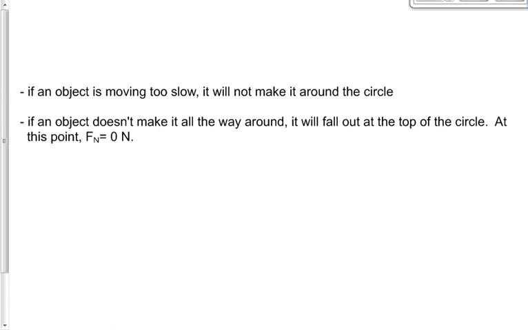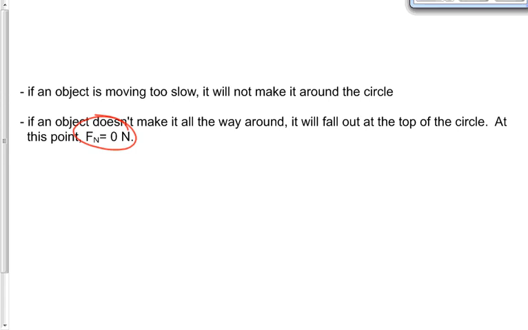When the roller coaster is going the minimum speed, the track doesn't have to push at all. So at that point, to find the minimum speed that it has to be going in order to not fall out of the circle, we're going to set Fn equal to 0. We're going to automatically make the normal force 0 because the string doesn't have to pull, the track doesn't have to push.